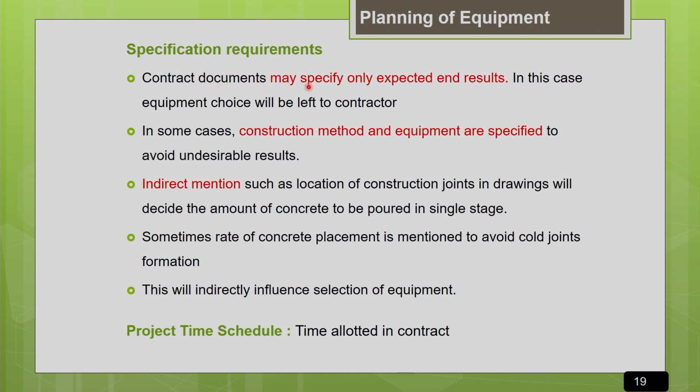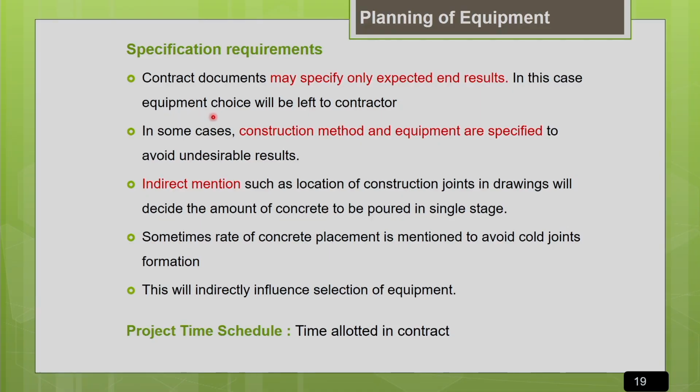In some contract documents, the specifications may specify only the expected end result. Say, for example, for a particular concrete column, you have to go for M30 grade of concrete with a slump of say 75 mm. That may be the only specification. So there may not be any mention of the methodology to be adopted, how the concrete is to be made, what type of mixer machine you are supposed to use, and the method of placement may not be mentioned. In that case, equipment choice, methodology, everything will be left to the choice of the contractor.